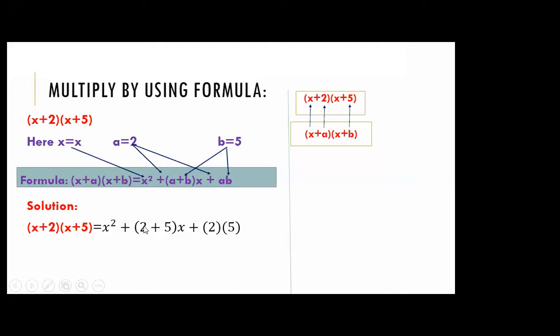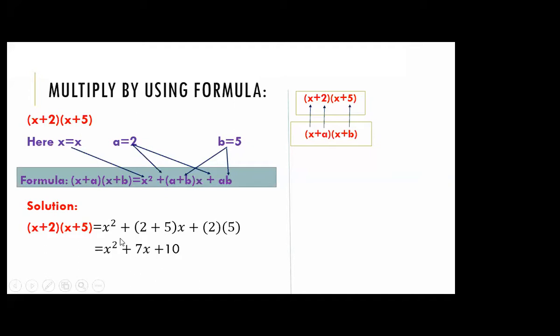Is it clear? Now 2 plus 5 is 7. So here we get x square plus 7x, and 2 into 5 is 10. Okay, 2 into 5 is 10. Clear, students? These two numbers are adding, and here these two numbers are multiplying. So we get this answer.